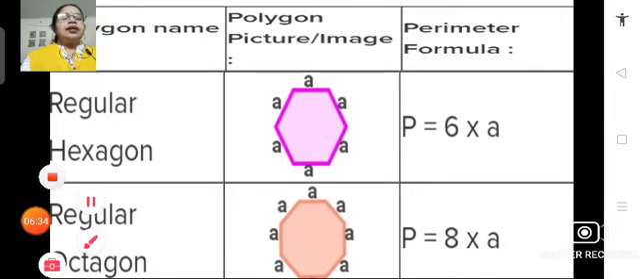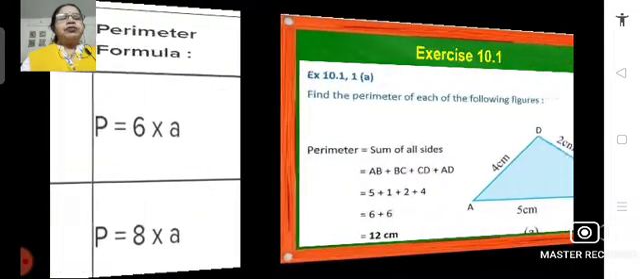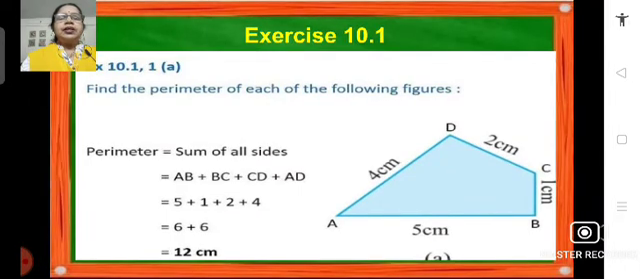So these are the formulas and the methods to find the perimeter of different types of closed figures. Based on this, let us solve the problems of exercise 10.1.